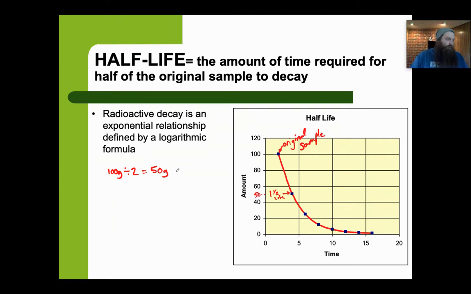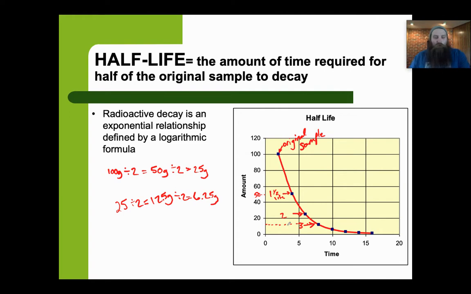After two half-lives, divided by 2 again, I should be at 25 grams. There we are, 25 grams. There's 2 half-lives. After 3 half-lives, 25 divided by 2 is 12.5 grams. And sure enough, it's just above halfway. That makes sense. There's 3 half-lives. 12.5 divided by 2 is 6.25 grams. And so on and so forth, all the way down.